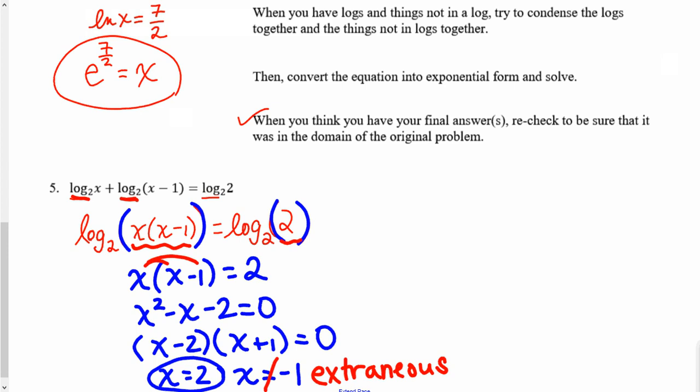When I look back at my original equation, I'm fine plugging in a 2 because that will be log of 2. I'm fine plugging in a 2 into my second log because 2 minus 1 is still positive. There's nothing to plug in my final log. So x equals 2 was a good answer and I circled it. But when I try to plug in x equals negative 1 into my first log, it gives me the log of negative 1, which I'm not allowed to do, so that was an extraneous answer, and I crossed that one out.